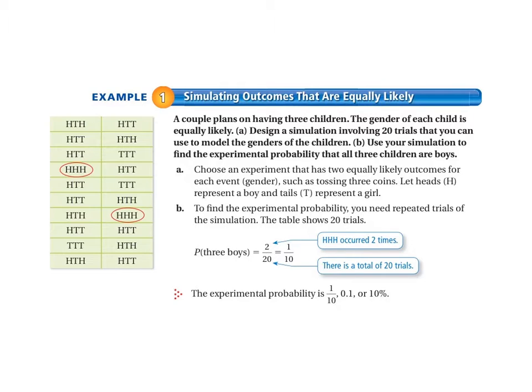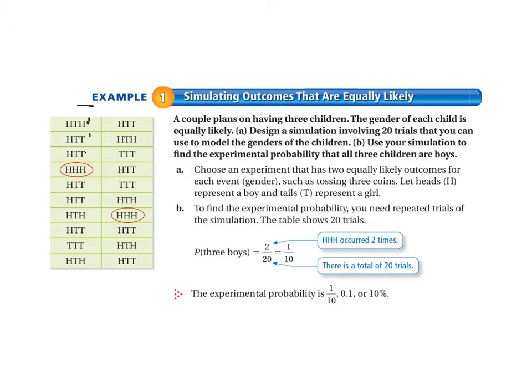B, to find the experimental probability, you need repeated trials of the simulation. So the table shows 20 trials. Since this couple is having 3 children, you flip the coin 3 times for each trial. So heads, tails, heads is the first one. I'm going to just put a little dot there. Heads, tails, tails is the second one, and the third one, and so on.